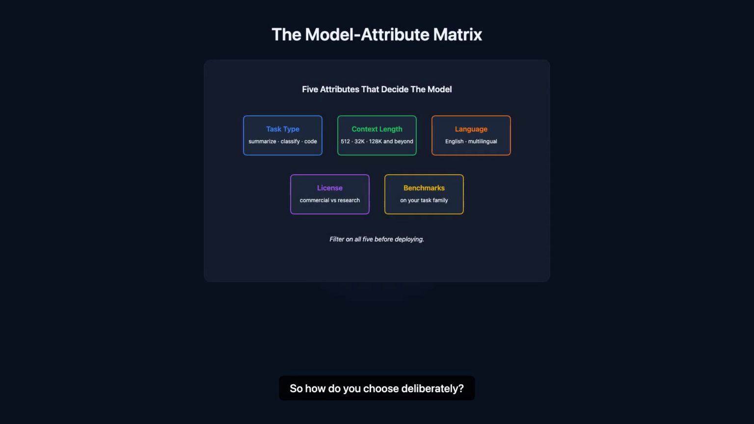So how do you choose deliberately? You filter on 5 attributes. First, task type. What category of work is this? Summarize, classify, generate code, or embed. Second, context length. How many tokens does the model need to see at once? And on Databricks the options span from 512 up to 128K and beyond.